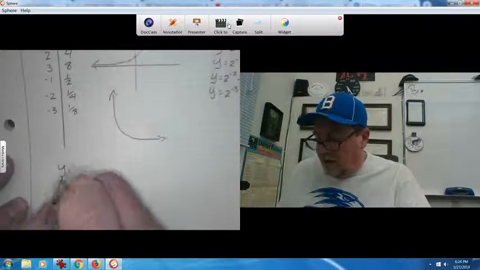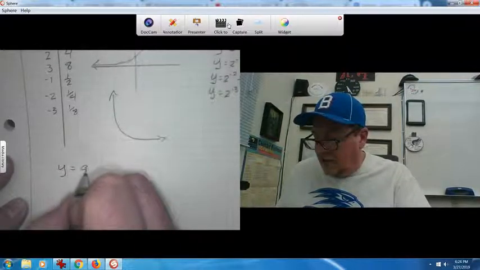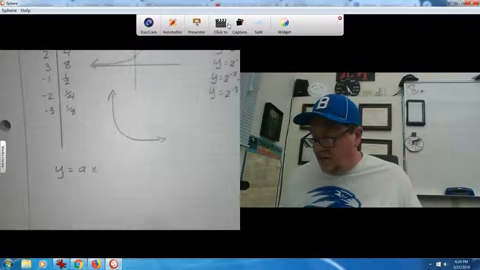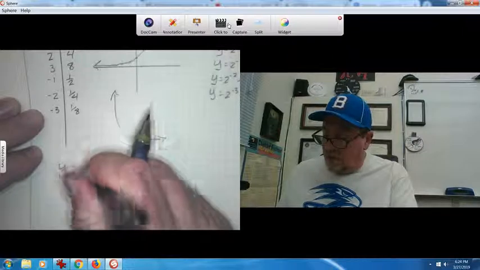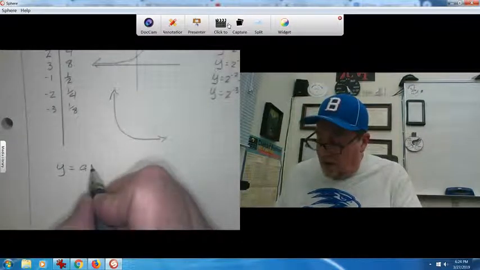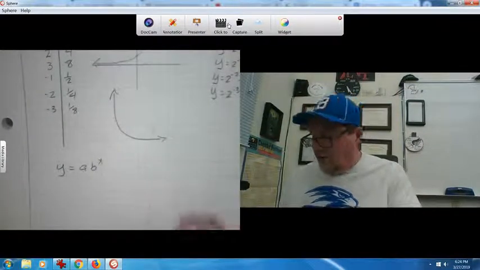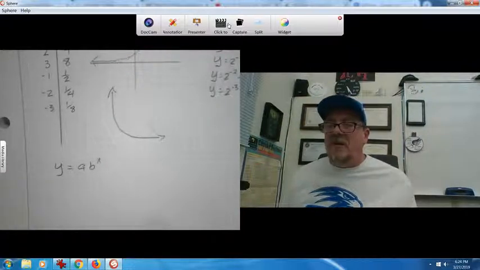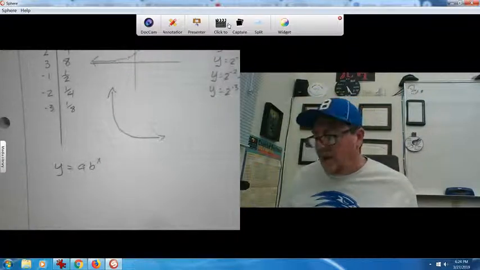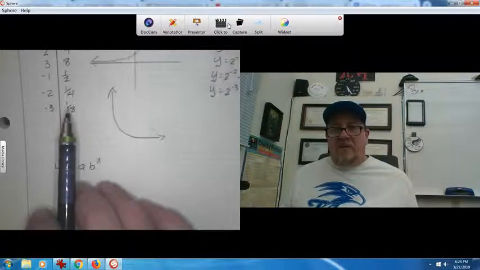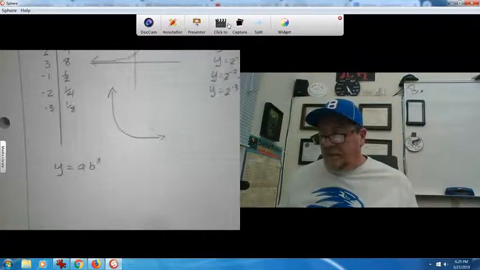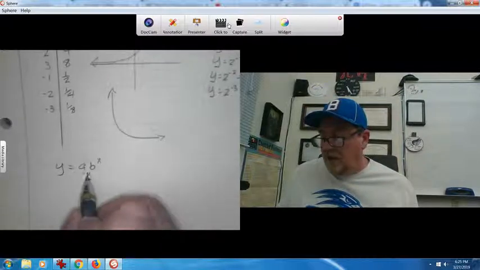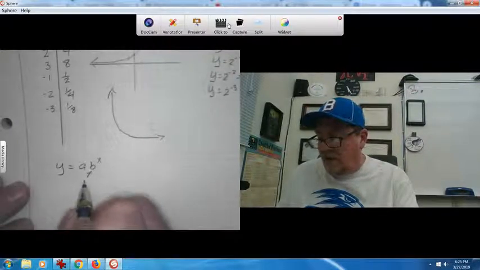The typical exponential function looks like this. y is equal to some a times, oops, I put an x. x is going in the exponent. Remember, they're exponential. a times b to the x. Now we could move these things around and do transformations like we've done in the past, but I think for us we'll just stick with the tables for right now. b is the indicator to tell you whether or not it's going to be growth or decay.